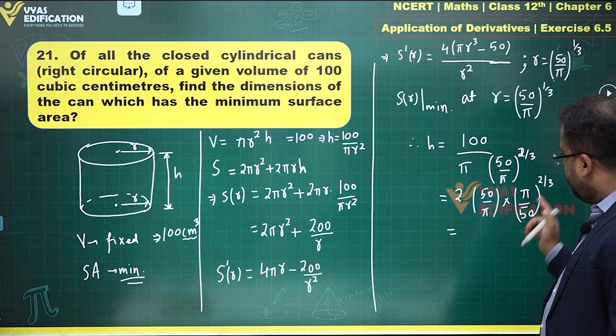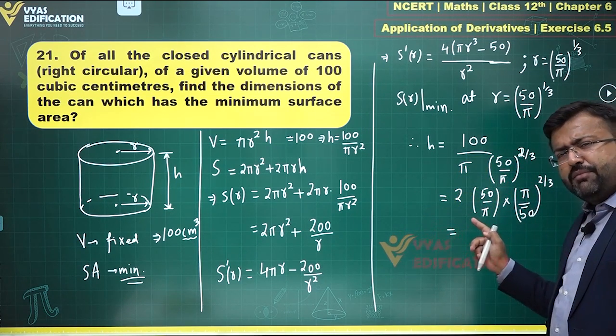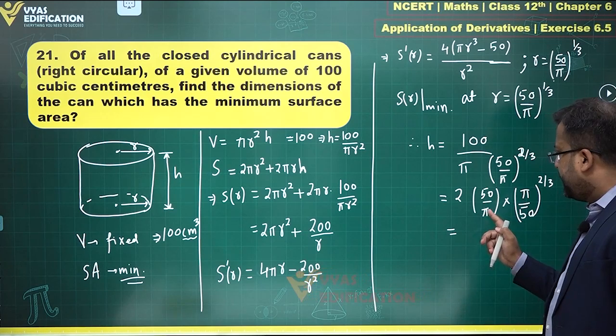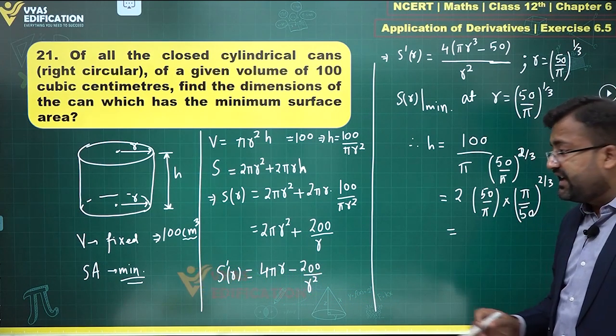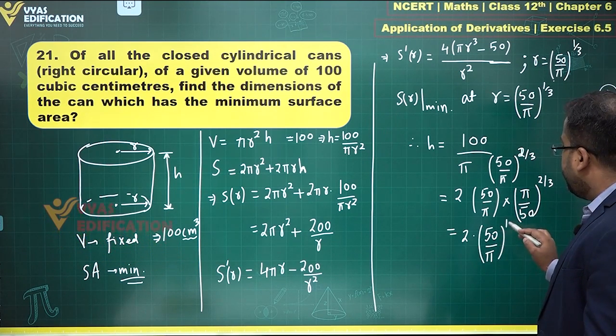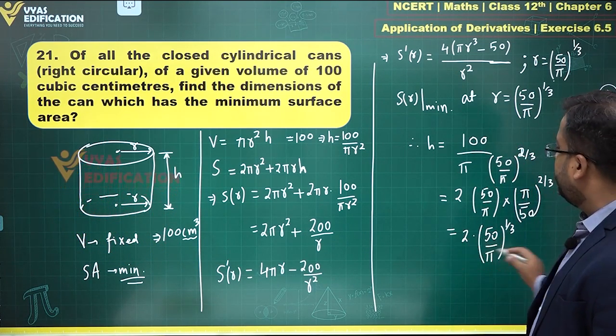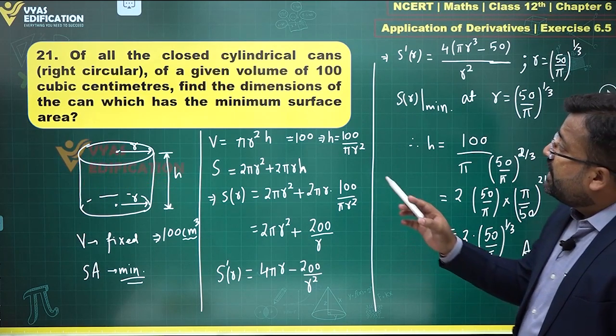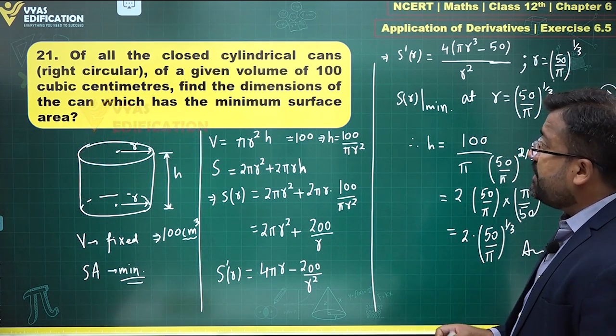Do you observe that pi power 2 by 3, pi power 1 will get cancelled. You will get pi power 1 by 3 over here, and 50 power 2 by 3, 50 power 1 will get cancelled. So this will become 50 upon pi raised to power 1 by 3 over here. That's the value of h that is required. And yes, we were asked to find the dimensions of the can which has a minimum surface area.